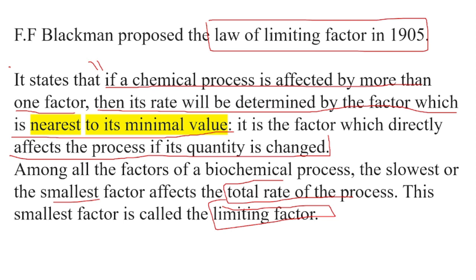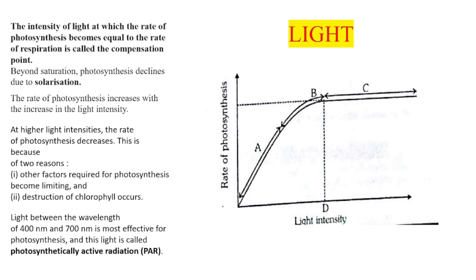So let us now come to the first factor, that is light. If you see this graph, firstly the intensity of light at which the rate of photosynthesis becomes equal to respiration is called the compensation point. The compensation point is the point at which photosynthesis equals respiration, where the rate of CO2 formation and O2 formation and CO2 utilization is similar. So at that point we call it the compensation point.